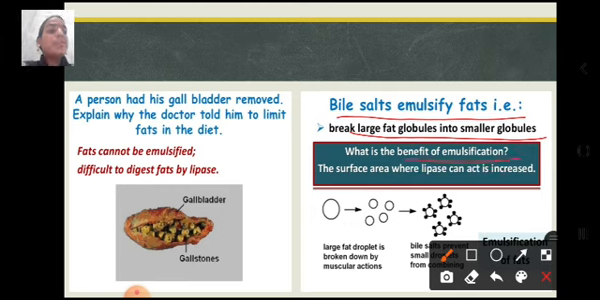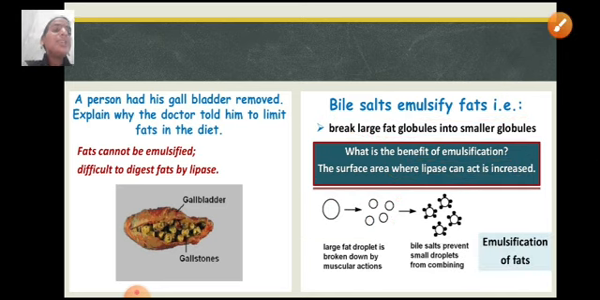What is the benefit of emulsification then? The surface area where lipase can act is increased. When lipase acts on the bigger globule, the surface area on which it acts is lesser, whereas when the bigger fat globule is broken down into smaller ones, the surface area for the action of the lipase will increase. So this is the role of the emulsification of fats, that is, the surface area for the action of lipase enzyme increases.